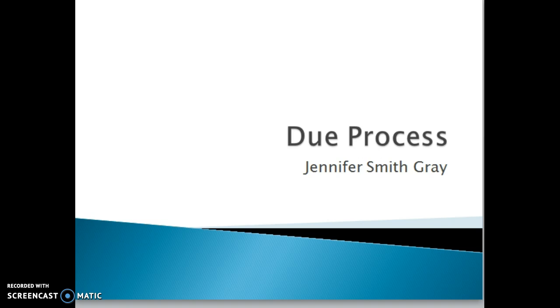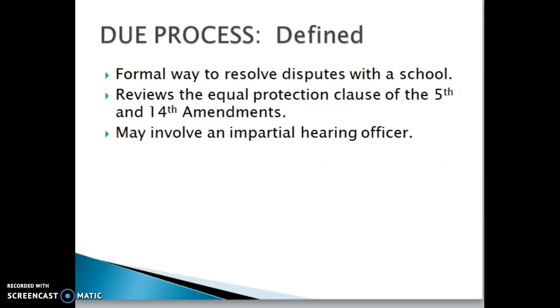The purpose of this presentation is to review my critical analysis of the topic of due process. Let's start by defining due process. Due process is defined as a formal way to resolve disputes within a school. Now, this may involve students and/or teachers, and we will discuss that just a little bit later.